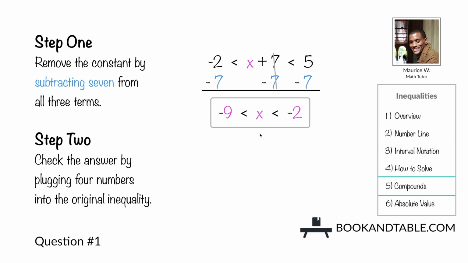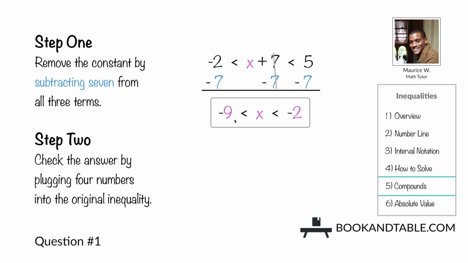Okay, question number 1. Negative 2 is less than x + 7, which is less than 5. Step 1, remove the constant 7 by subtracting 7 from all three terms. When we do so, we wind up with negative 2 minus 7, which is negative 9, which is less than x, which is less than 5 minus 7, which is negative 2. So this is our answer. Negative 9 is less than x, which is less than negative 2.